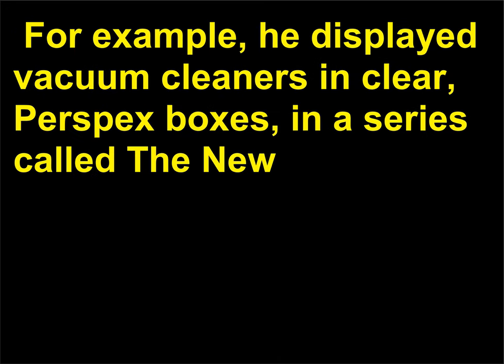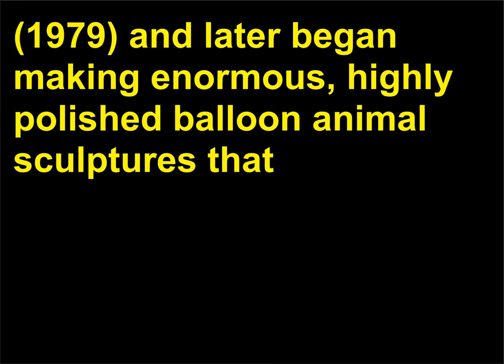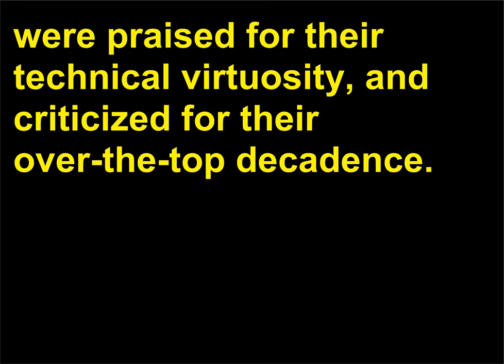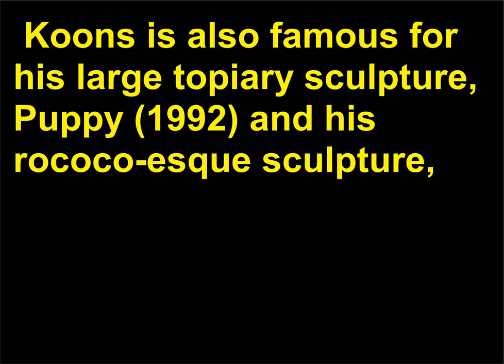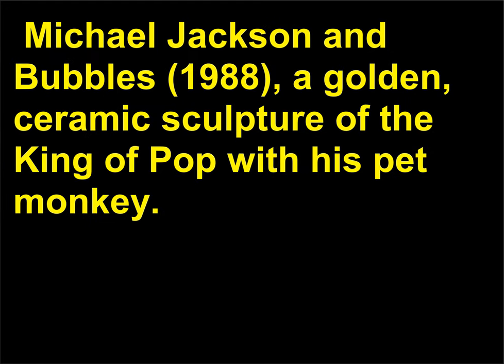For example, he displayed vacuum cleaners in clear Perspex boxes, in a series called The New, 1979, and later began making enormous, highly polished balloon animal sculptures that were praised for their technical virtuosity and criticized for their over-the-top decadence. Koons is also famous for his large topiary sculpture, Puppy, 1992, and his Rococo-esque sculpture, Michael Jackson and Bubbles, 1988, a golden ceramic sculpture of the King of Pop with his pet monkey.